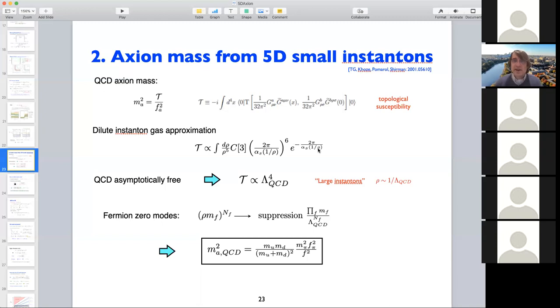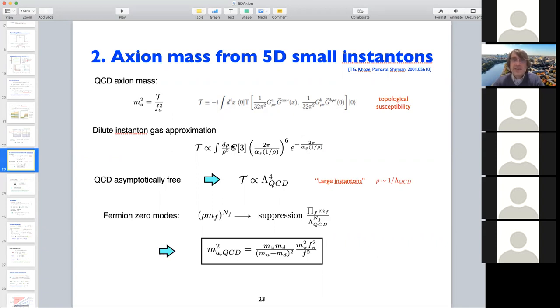You can have them any size. So you can just think of this as some energy scale, but it depends on the size of the instanton. And because QCD is asymptotically free, if you go into the UV, so take very small size instantons, you know that the QCD coupling is very small in the UV. And so this denominator is small, which means this exponent is very large and negative. And so small instantons do not contribute to this integral.